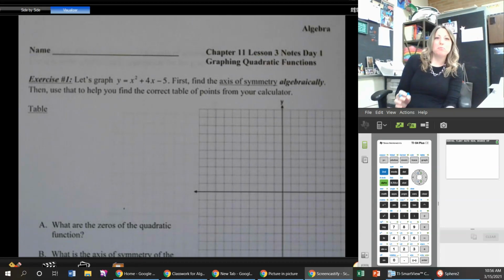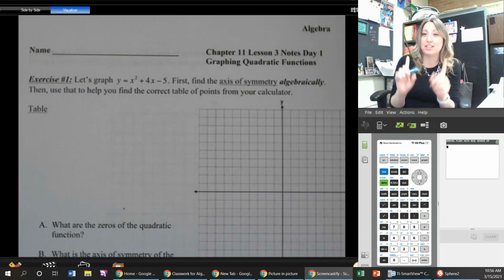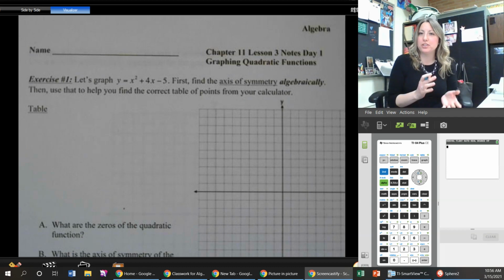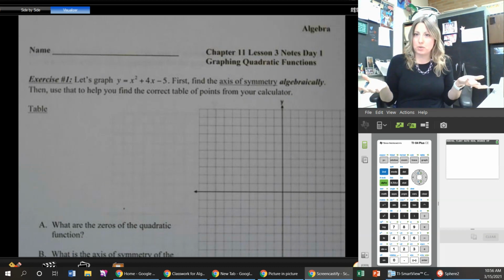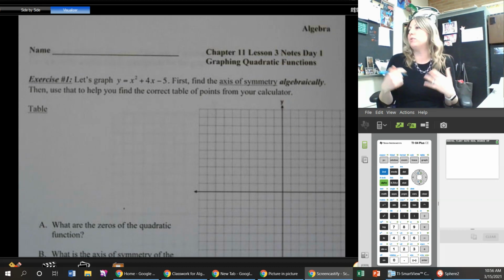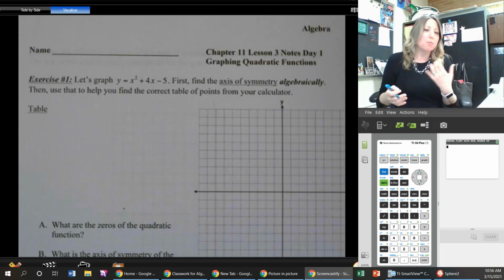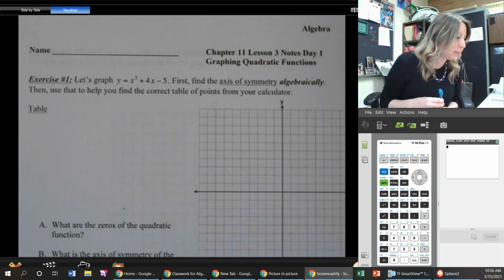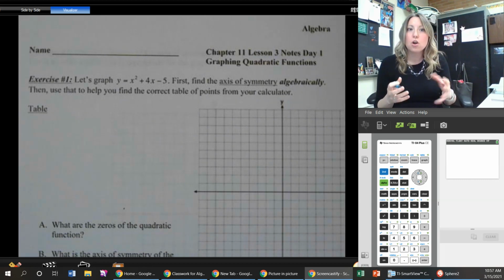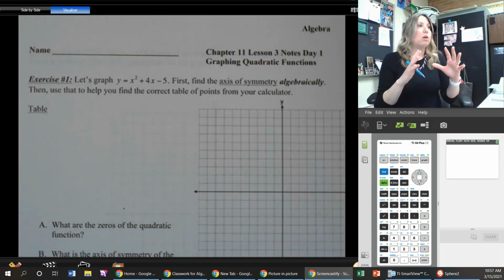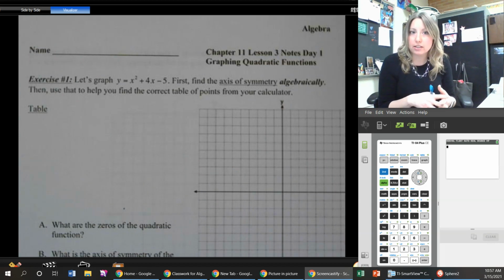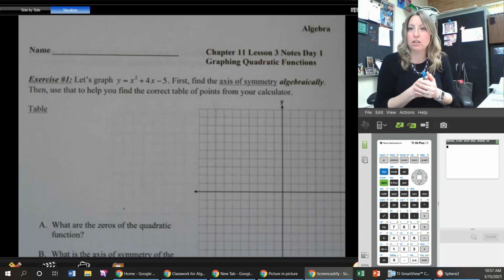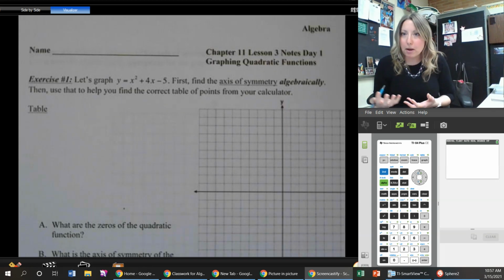Algebra. Welcome to your Chapter 11, Lesson 3 notes for Day 1, where we are going to graph quadratic functions again. So, of course, we're revisiting the stuff that we did back in Chapter 3 when we were graphing our functions in general. And we're going to rely heavily on our graphing calculator, but now, of course, we know how to find the axis of symmetry and the vertex algebraically, how to identify just looking at the equation again, whether this will be a frowny face parabola or a smiley face parabola.